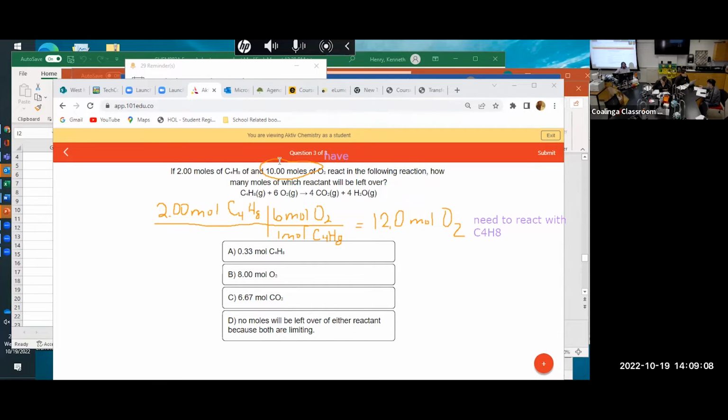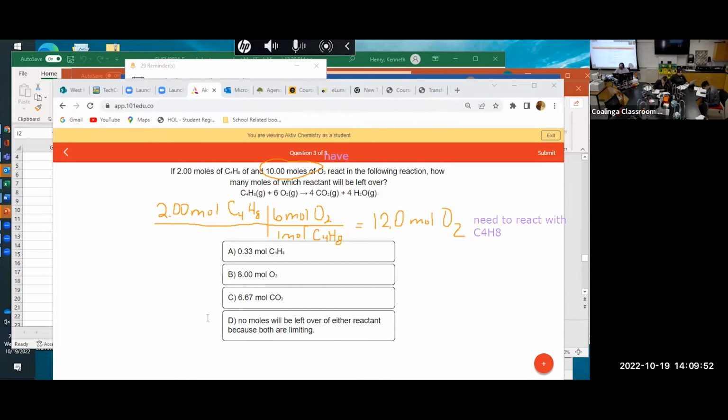How many of you say limiting? Raise your hand. Now, this is what we have. Oh, that's my bad, I reversed. I changed my vote. So this is what we actually have, and this is what we would need if we were reacting with all of the butene. So which one is limiting? Oxygen would be limiting. How much would it be limiting by? We'd be short 2 moles.